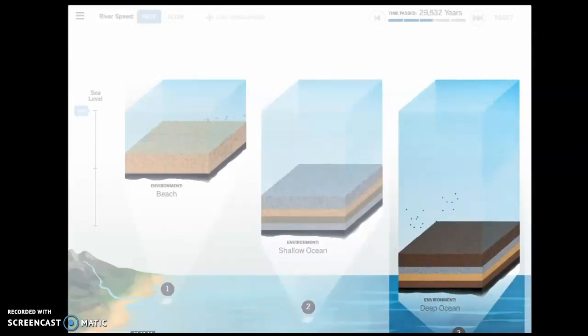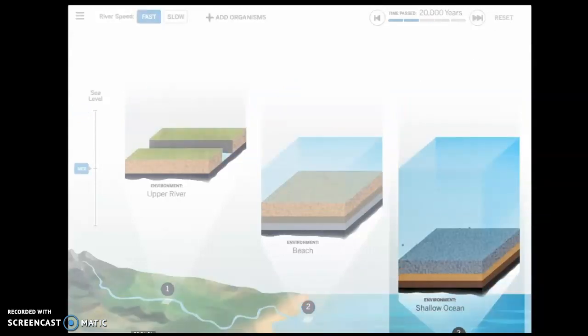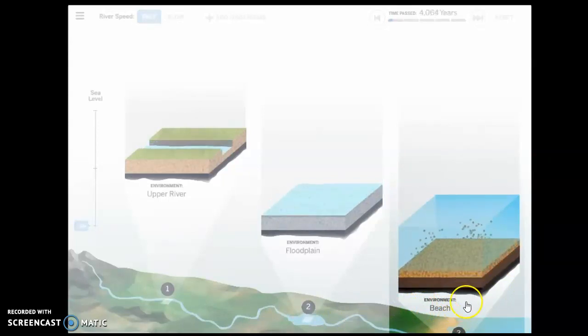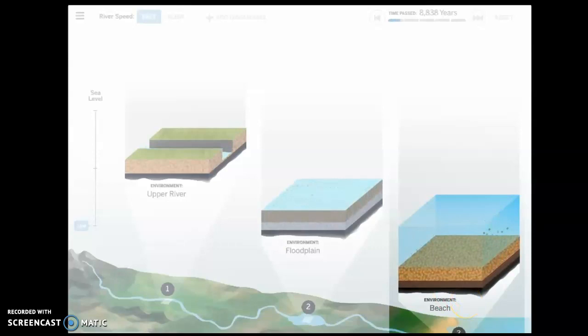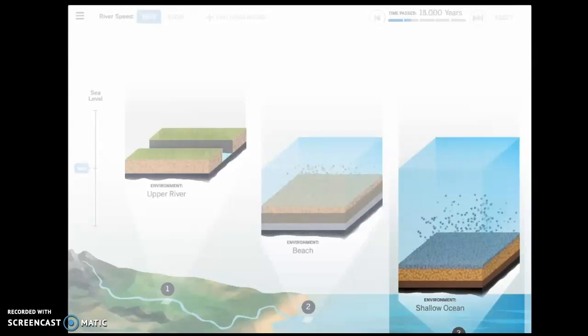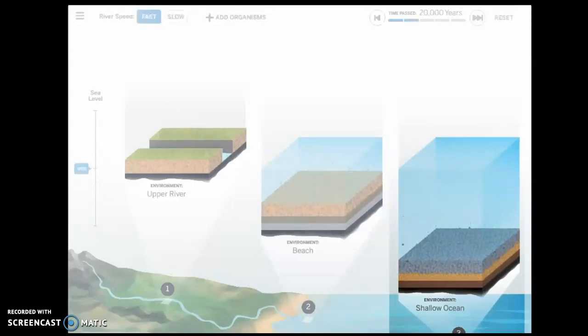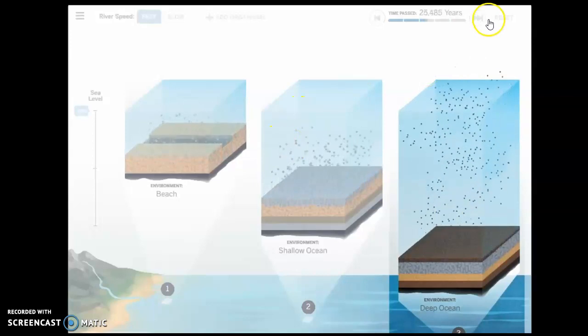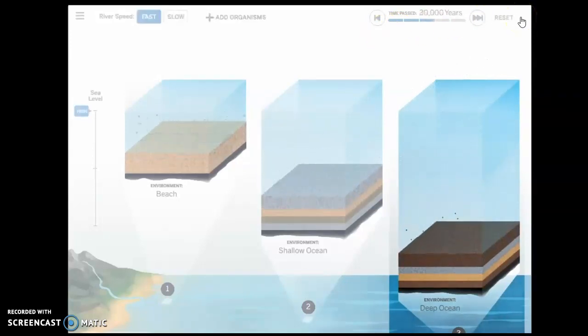And if we take a look and bring this back, pay attention to the third environment. It's at a beach environment. From there, it's changing to a shallow ocean environment. And then over some time, the environment is going to change again, now to the deep ocean environment. Some time is passing. We know the time is passing by looking up here. Now it is at the deep ocean environment.